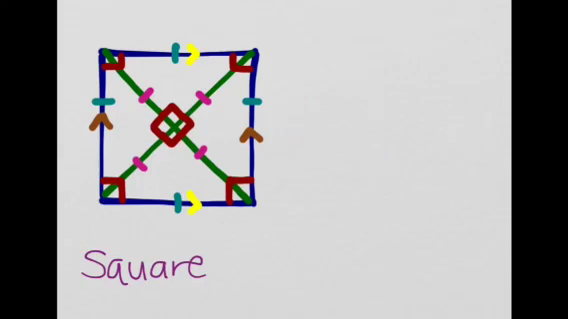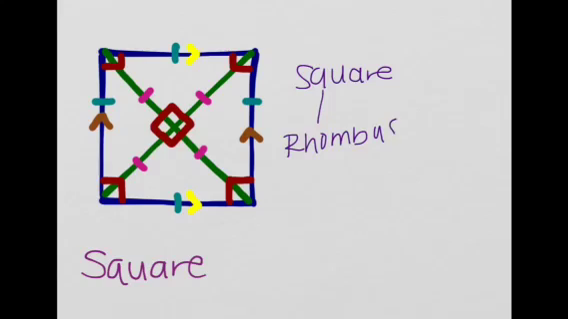Now the square is a specific type of parallelogram, but it's also a specific type of rhombus and rectangle. So basically it's like a hybrid of everything. So not only are the diagonals perpendicular, they also form congruent segments.